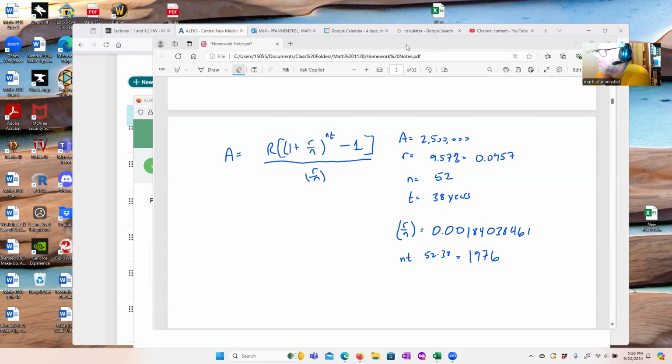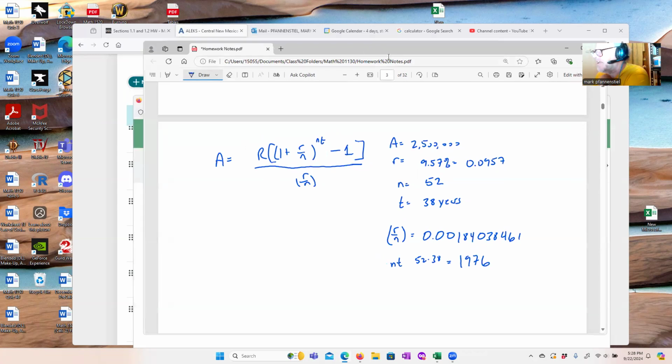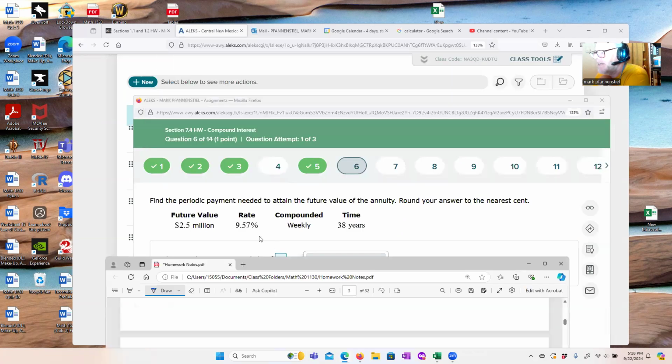We are starting problem number 6 here. This is from 7.4. We are trying to figure out the payment value, the periodic payment for this particular annuity. My problem says we have a future value of 2.5 million at a rate of 9.57% compounded weekly, that's 52, for 38 years. We have to go through and figure all of this stuff out.